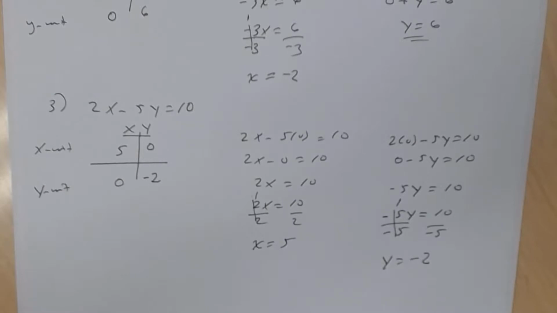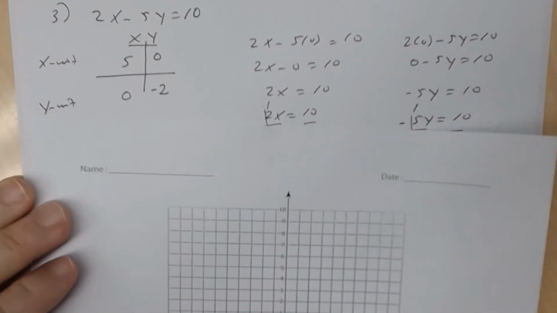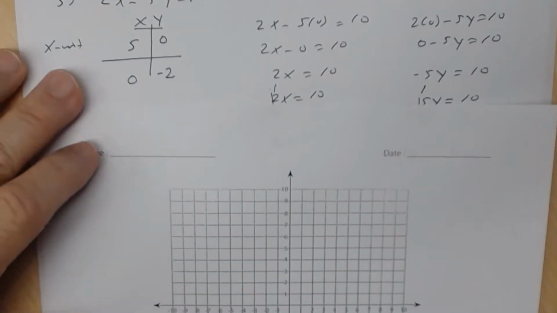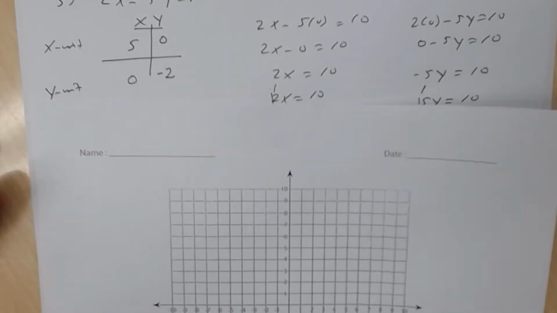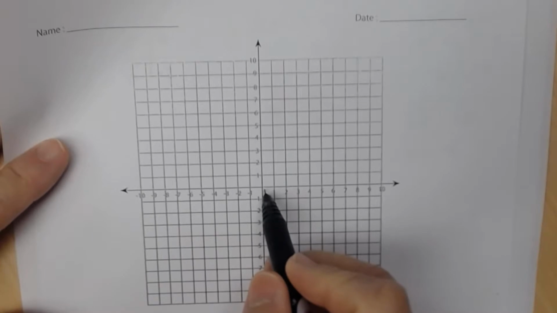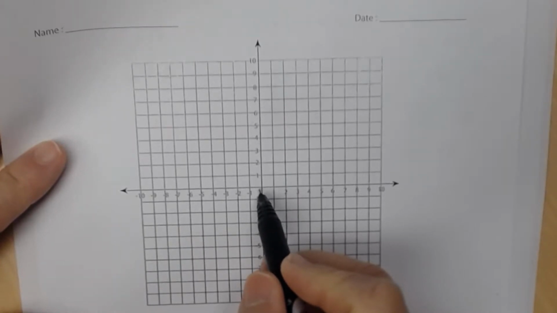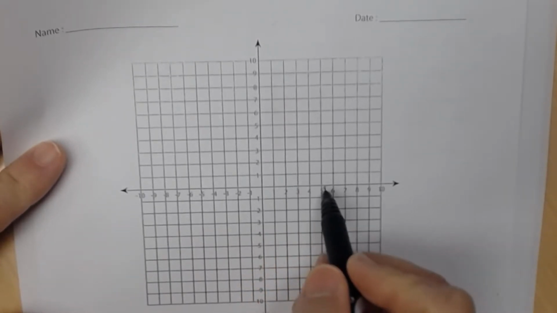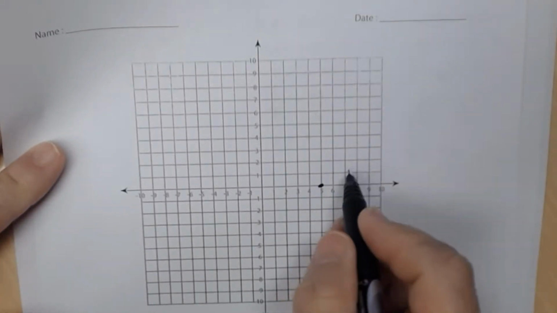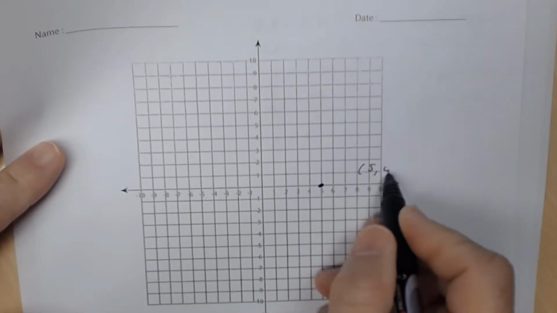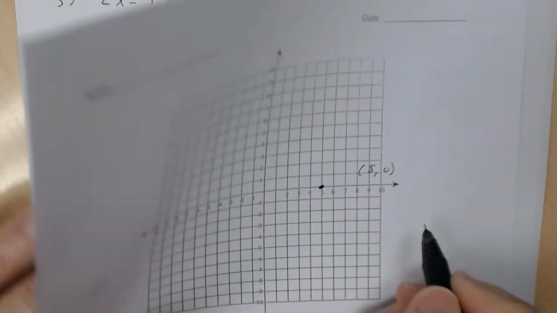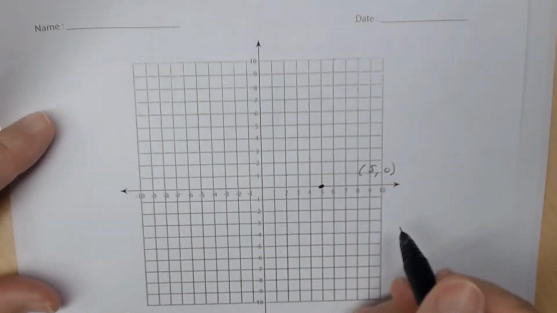All right, so let's go ahead and graph this. I'm going to plot the point 5, 0, and 0, negative 2. All right, 5, 0. So I start at the origin. Since x is a positive 5, I go to the right 5. Since y is 0, I stay. So there's the x-intercept. And if I label it, it's going to be 5, 0.